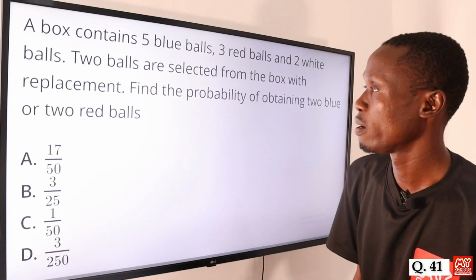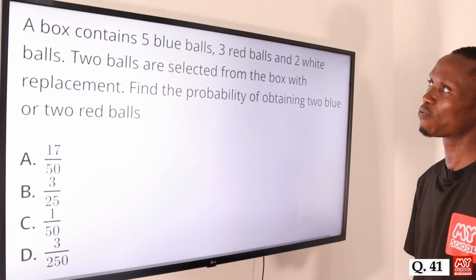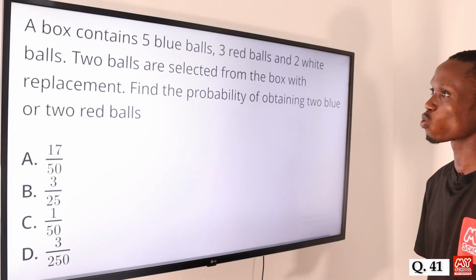Question 41. A bus contains 5 blue balls, 3 red balls, and 2 white balls.